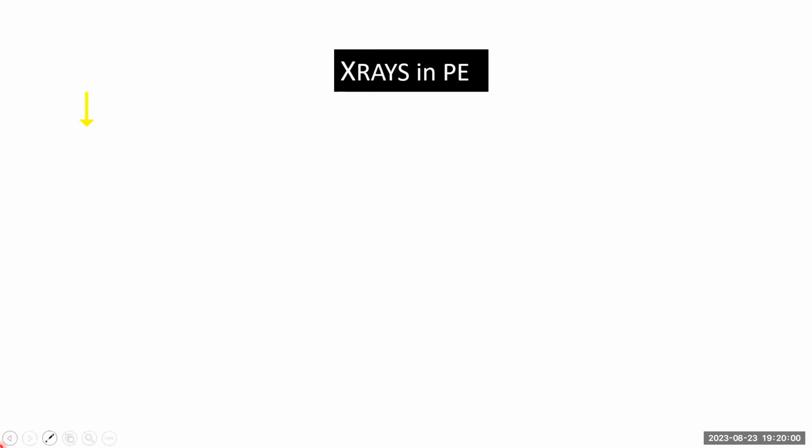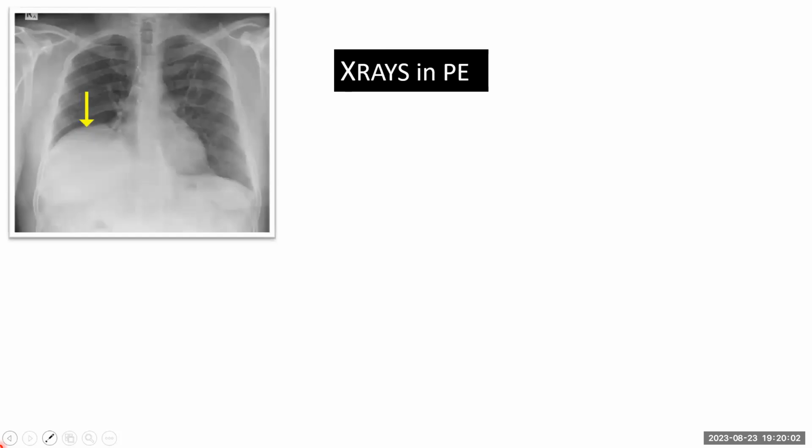Then coming to X-rays in pulmonary embolism. So this is one kind of X-ray you get. And what is here in this? This is an elevated hemidiaphragm. And what is this due to? So this is due to a subpulmonic pleural effusion.